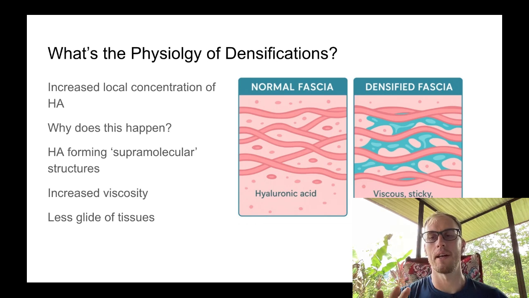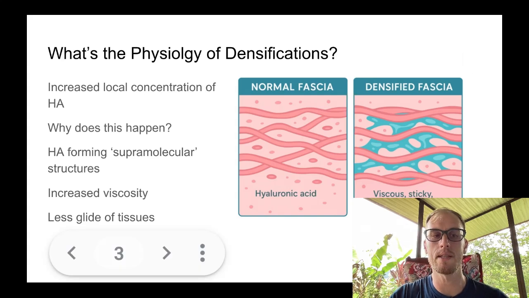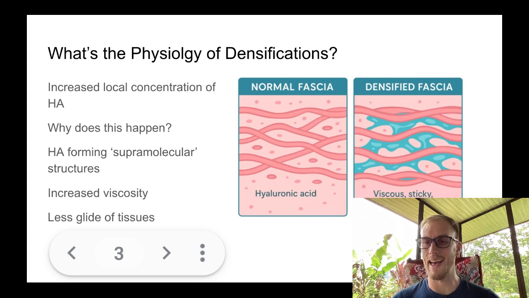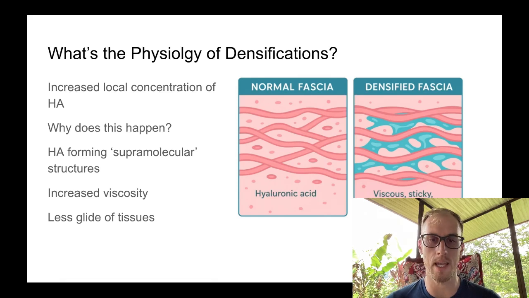We've all heard various stories about the fascial tissues, and again, in the Truth About Fascia series, I go through and break down a lot of those myths that we hear. And specifically, as it relates to densifications, we're talking about an increased concentration of what's called hyaluronic acid, which in papers and throughout the presentation will be abbreviated to HA.